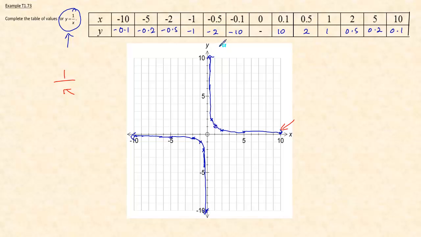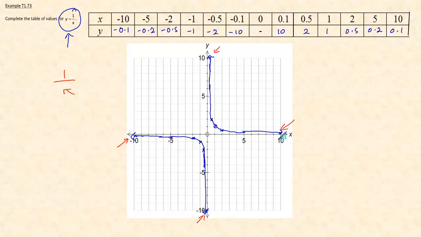And the same's true over here. If you divide 1 by something that's very, very close to 0, but positive, you're going to get a very high positive number. Along here, we can make the same argument, except with negative values of x, and along here, the same argument again.